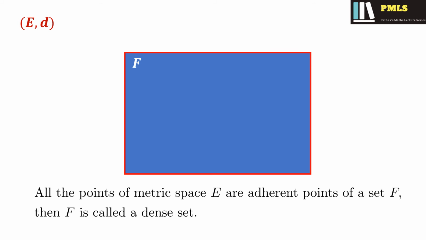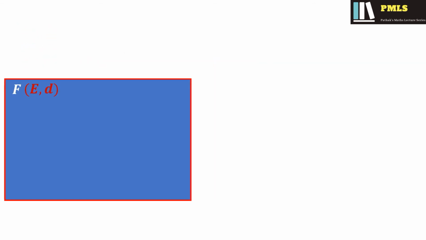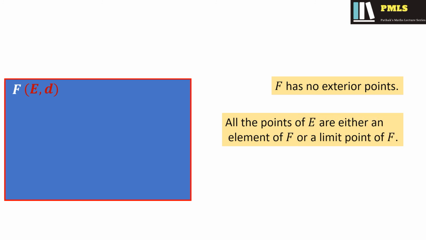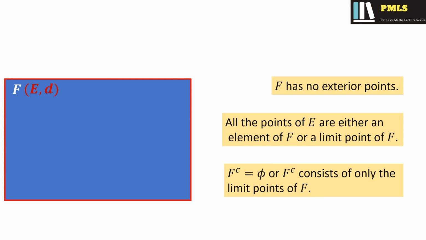We also try to reiterate the same statement in other forms for your convenience. We may say that F has no exterior points, or we can also say that all the points of the full metric space E are either an element of F or a limit point of F. Another version could be that the complement of the set F is either empty or does not contain any other point possibly except for some limit points of F. In all these situations, we call F to be a dense set in the metric space E.